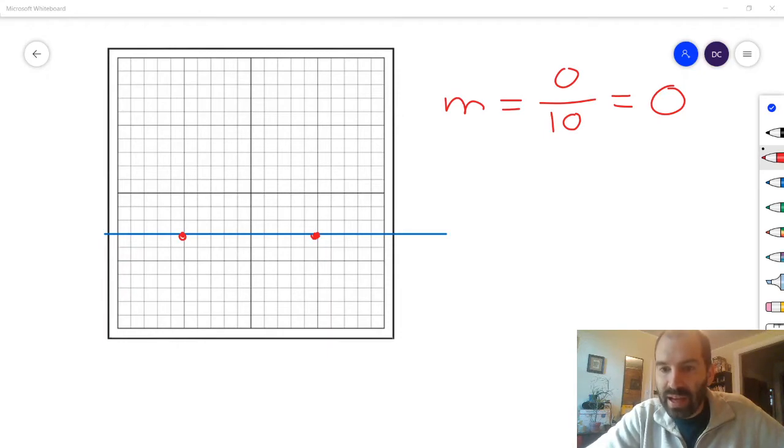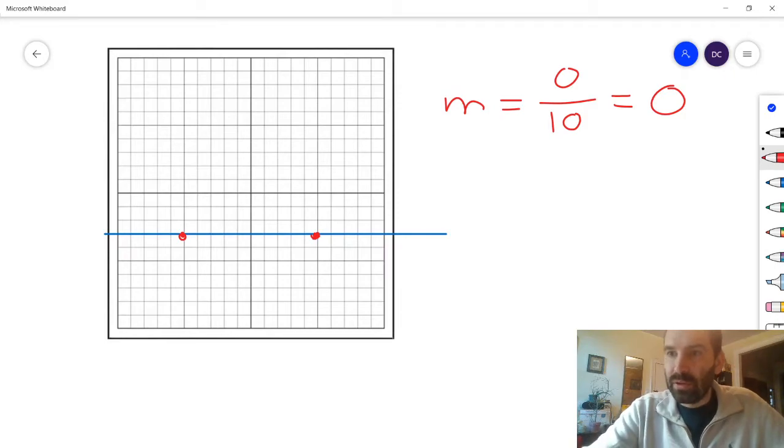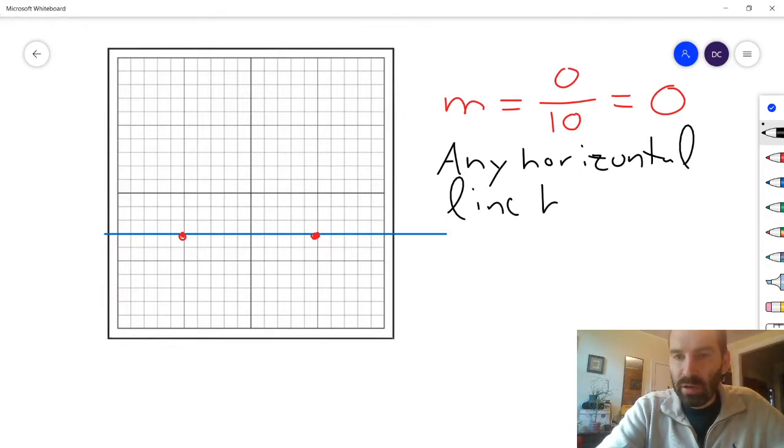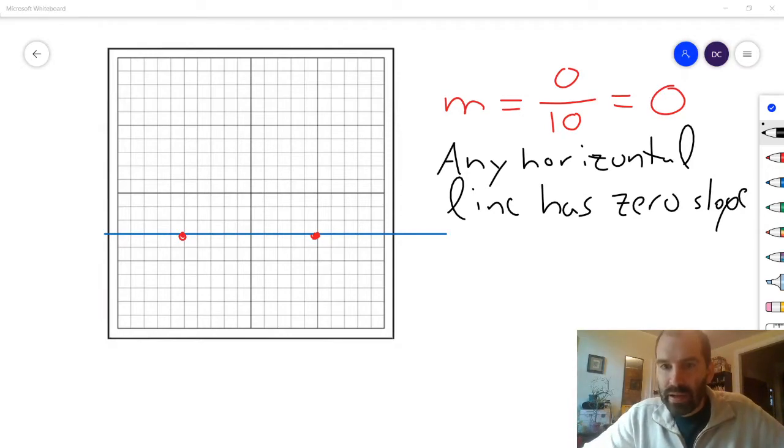And you can see this is going to happen with any horizontal line, right? So any horizontal line has 0 slope. Any horizontal line has 0 slope.